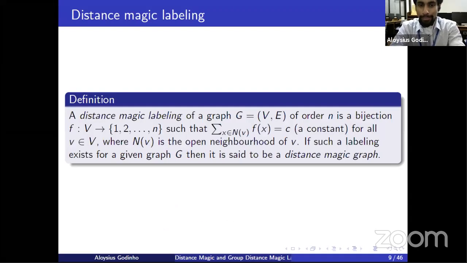A distance magic labeling of a graph of order n is a bijection from the vertex set to the numbers 1 to n, such that the neighborhood sum for every vertex is a constant C for every vertex in the graph, where N(v) is the open neighborhood of the vertex. If such a labeling exists, then the graph is said to be a distance magic graph.